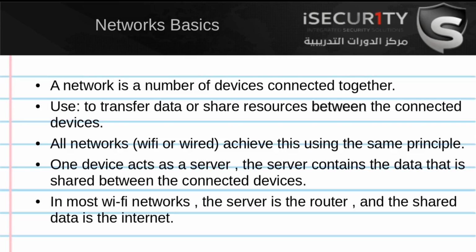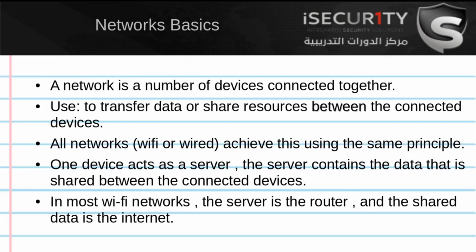And that principle is, you need a device that acts as a server, and then all devices communicate with the server. So the server has access to the resource, and all the other devices on the network that are connected to this server, obviously, they can access the data from the server. So on most Wi-Fi networks, the server is the router, and all devices connect to this router, and they access the internet through the router.